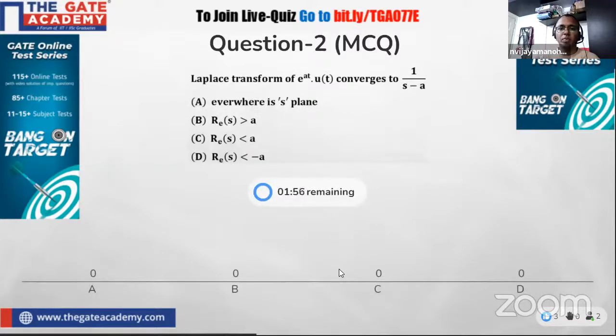The Laplace transform of e power at u of t converges to 1 by s minus a everywhere in the s plane, or it is conditionally converging for real part of s greater than a, real part of s less than a, or real part of s less than minus a. This is a very beautiful question. These are like Laplace transform identities, and we sort of take them for granted, but there are some intricacies to this.